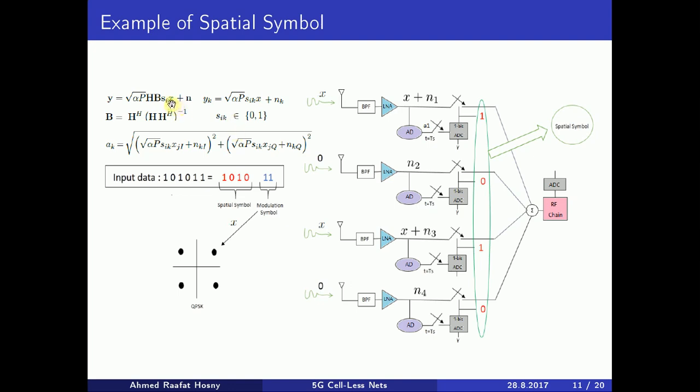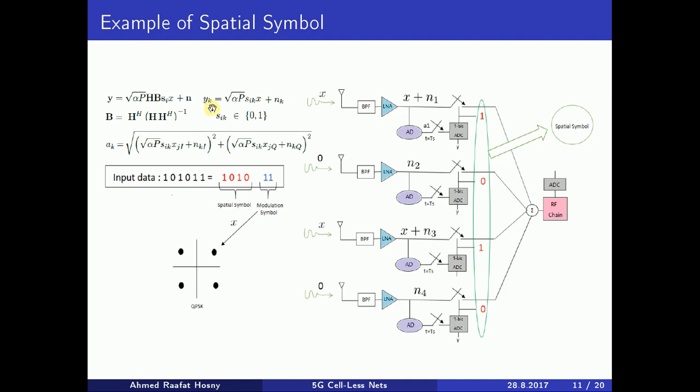We transmit X, a modulation symbol, and S, a vector that contains ones or zeros. It is exactly the spatial symbol we transmit. B is a zero forcing precoder, H is the channel matrix, B is the average transmit power, and alpha is a normalization factor. So Y_k is the received signal per k-th antenna.